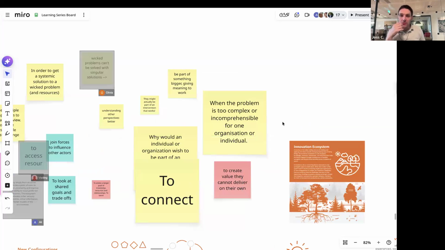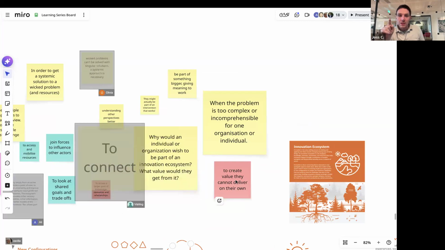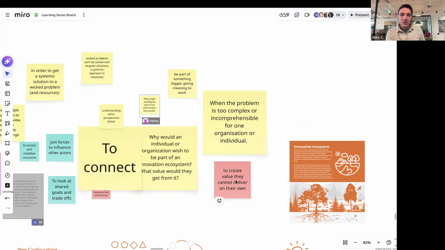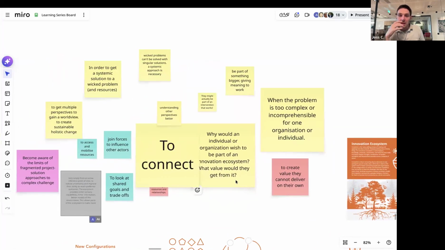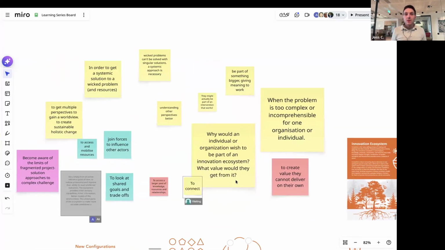When the problem is too complex or incomprehensible for one organization or individual to create value, they cannot deliver on their own. Be part of something bigger, giving meaning to work, they might actually be part of an intervention that works, understanding other perspectives better. Wicked problems can't be solved by one single solution. A systemic approach is necessary to get multiple perspectives, to gain a worldview, to create sustainable, holistic change in order to get a systemic solution to a wicked challenge.